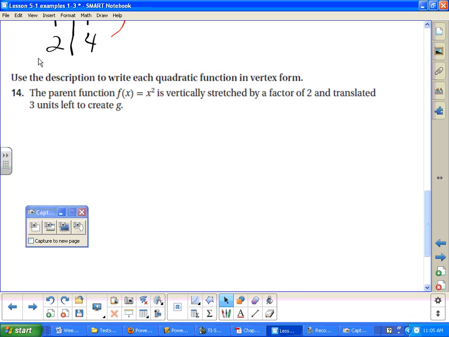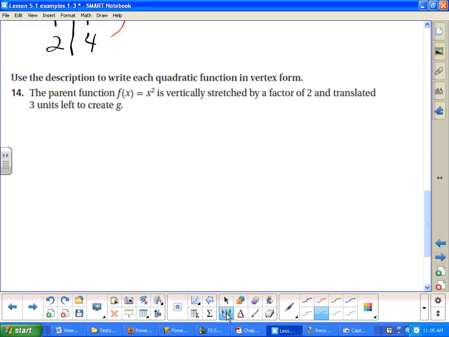Okay, so we're taking the parent function x squared, says it's vertically stretched by a factor of 2 and translated 3 units to the left. So we're using our vertex form. All right, always a times quantity x minus h squared plus k. And I need to identify a, h, and k.